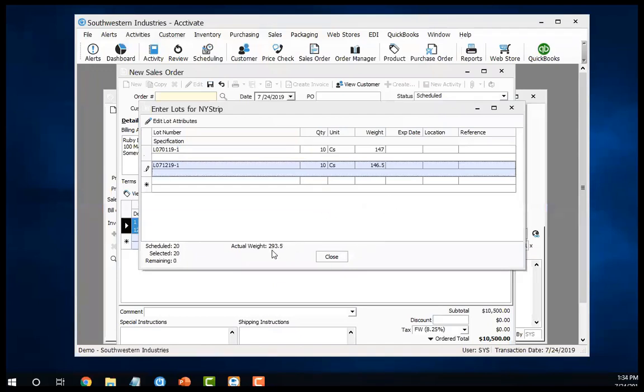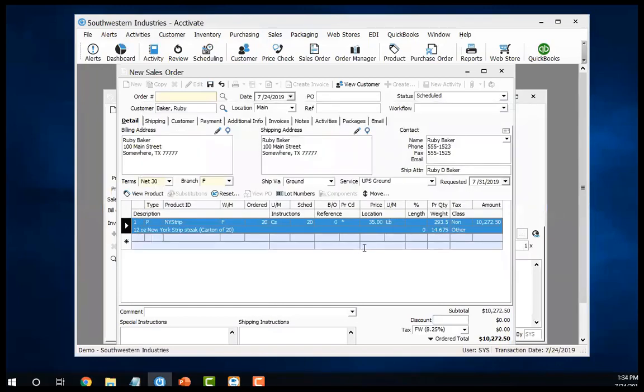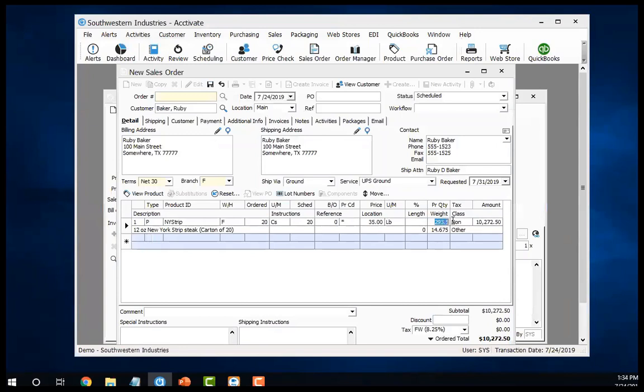And so while the assumed weight before was going to be 300 pounds, we find that when we're adding the lots and actually selling them, the real weight tied to these is 293.5 pounds. And so when I select these, the weight changes here from 300 to 293.5, and the amount changes because we're basing our price on the weight.